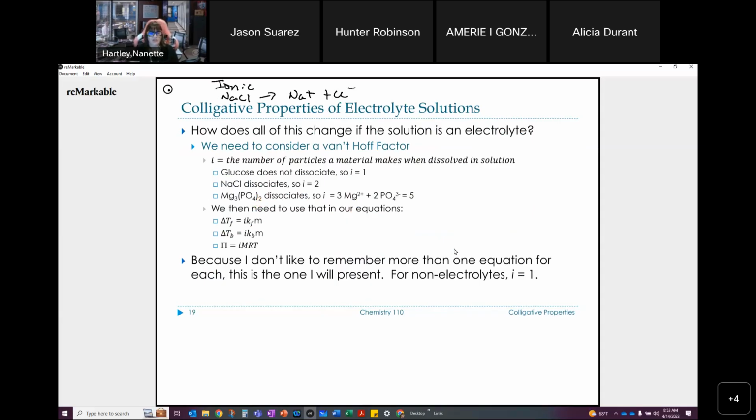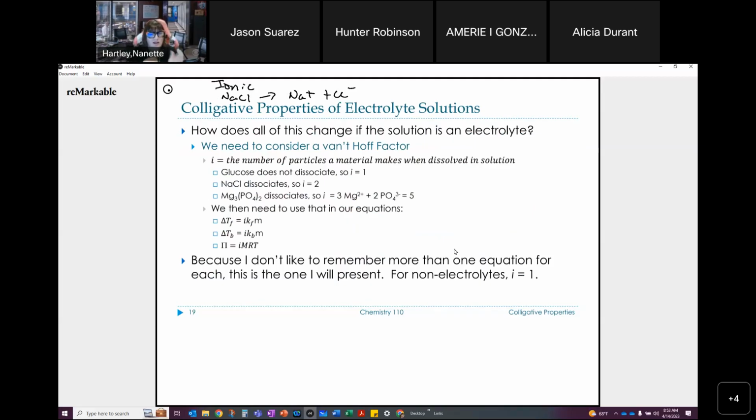Now we call that thing an i. It's called a Van't Hoff factor. And that tells me how many particles I get when this thing goes into solution. So things that don't dissociate, like glucose, have an i of 1, because every particle that I put in becomes 1 particle in that solution. NaCl is going to have an i of 2, because I get 2 particles for every NaCl that I put in.